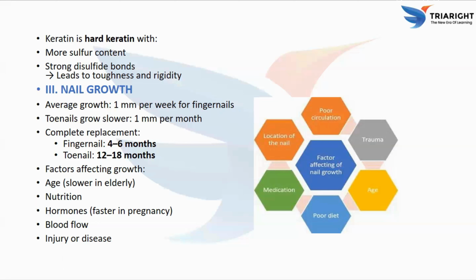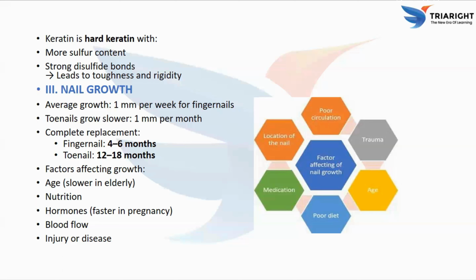So this is about the factors affecting nail growth. Fast growth is seen mostly in children, pregnant women, in summer, and with good nutrition and better blood flow. Whereas slow growth of nails can be seen in the elderly, with a poor diet, in winter conditions, illness, and also poor circulation.